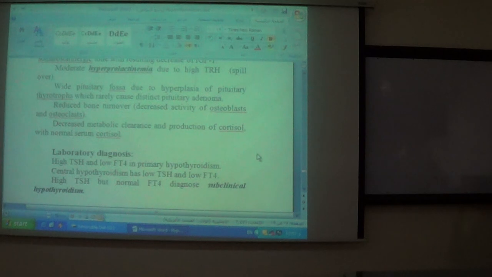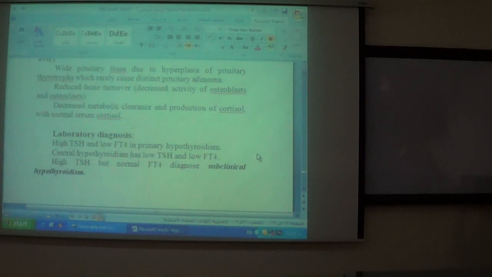Lab diagnosis: high TSH, which is also a screening test. If I have a screening program in any category of patients, for pregnant females, for old ladies, for geriatric individuals, for any category, we do TSH as a screening test. If more than 5 or more than 10 or more than whatever we conventionally use, this is a screening test for hypothyroidism.